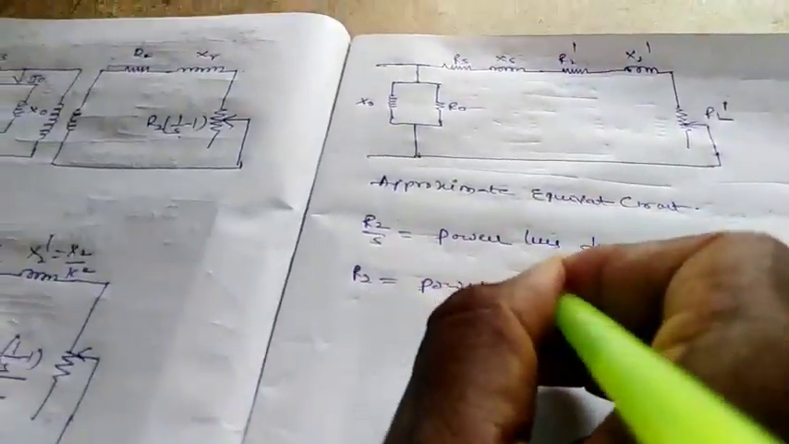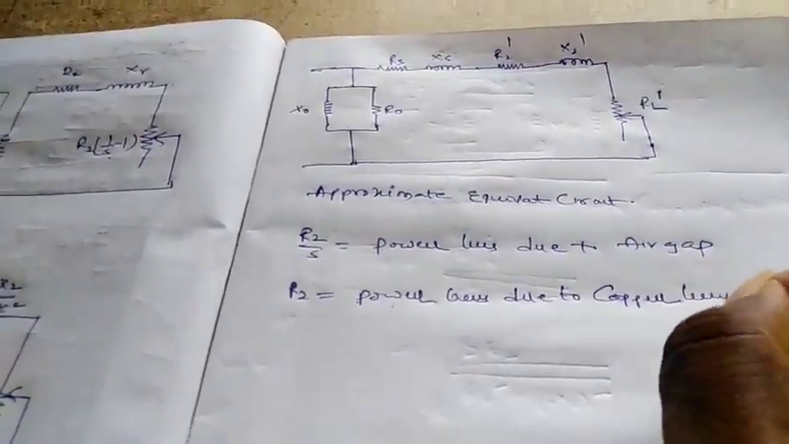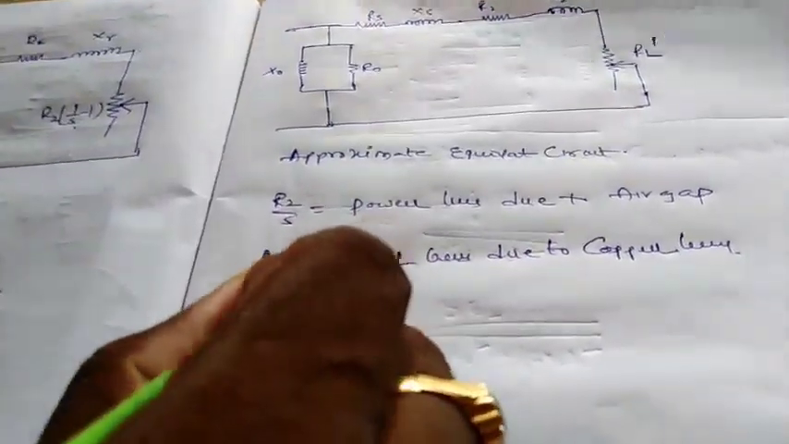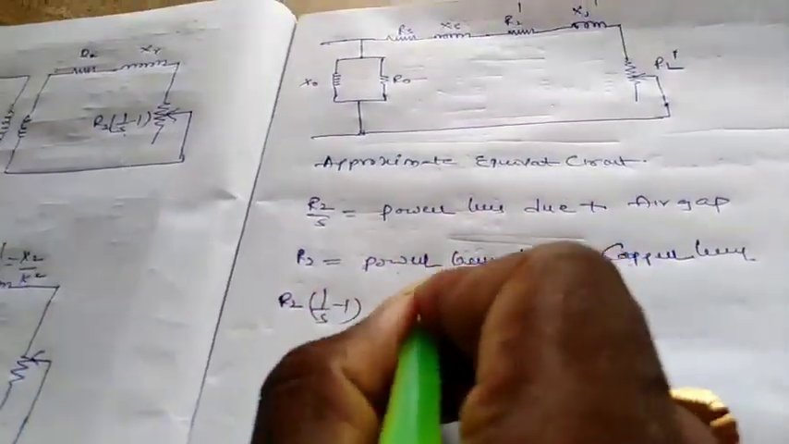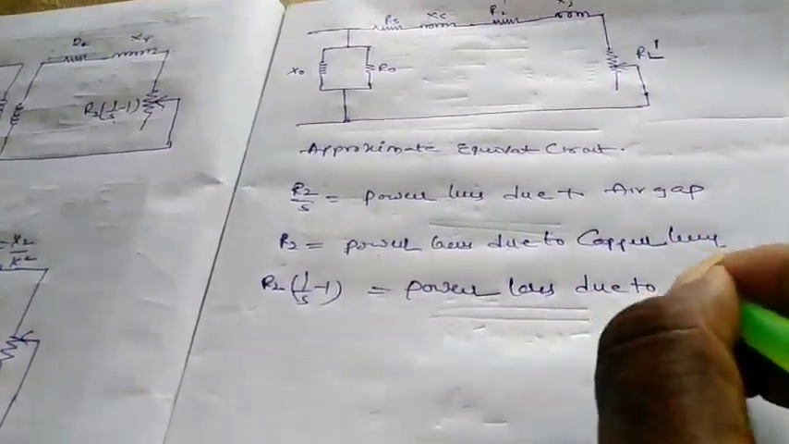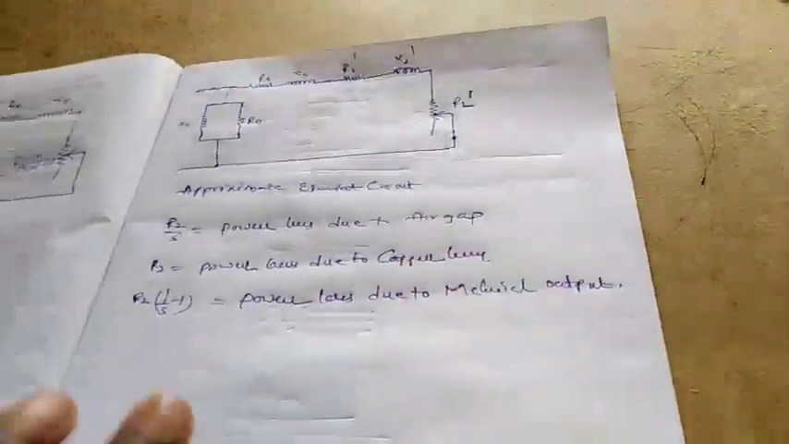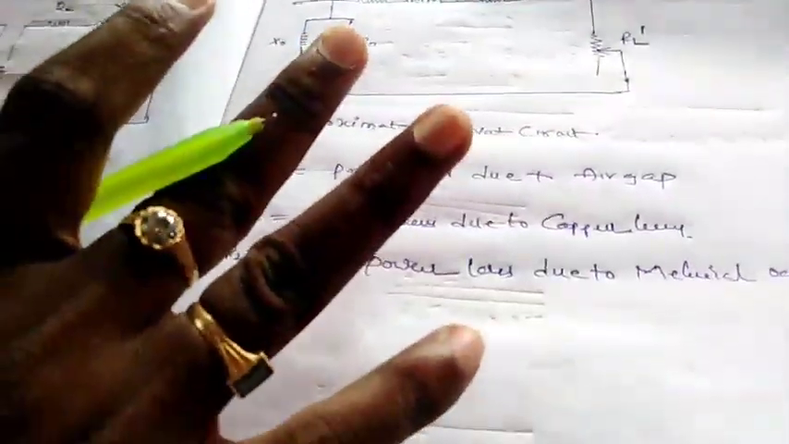So here R2 by S is the power loss due to the air gap. R2 is the power loss due to copper loss. R2 (1/S minus 1) is the power loss due to mechanical output. So this is about the equivalent circuit of induction motor.